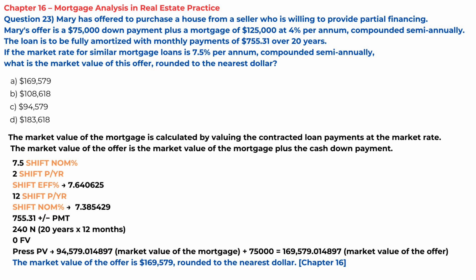240 N, 20 years times 12 months, 0 FV. Press PV, display 94,579.01487, market value of the mortgage, plus 75,000 equals 169,579.14897, market value of the offer. The market value of the offer is $169,579, rounded to the nearest dollar.